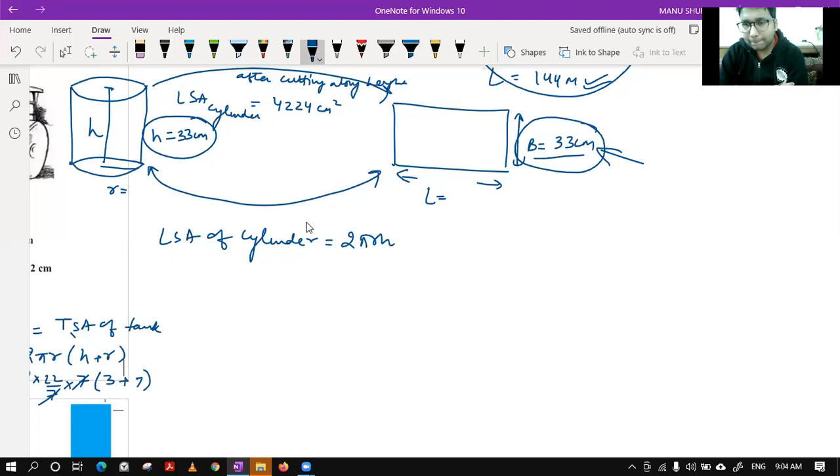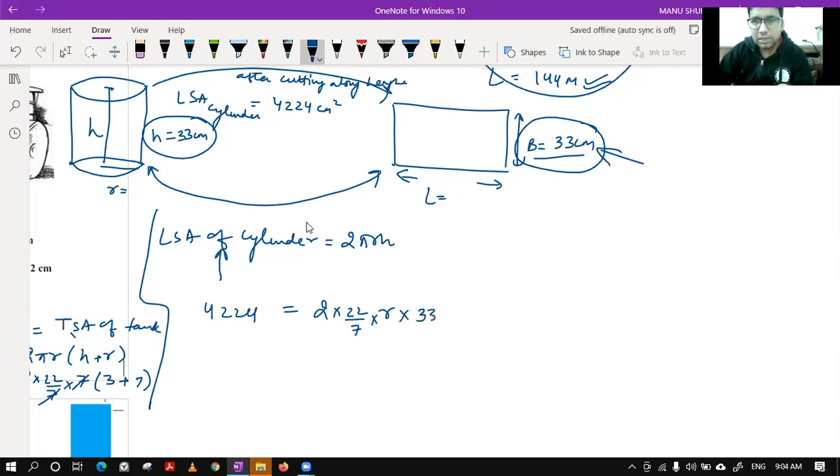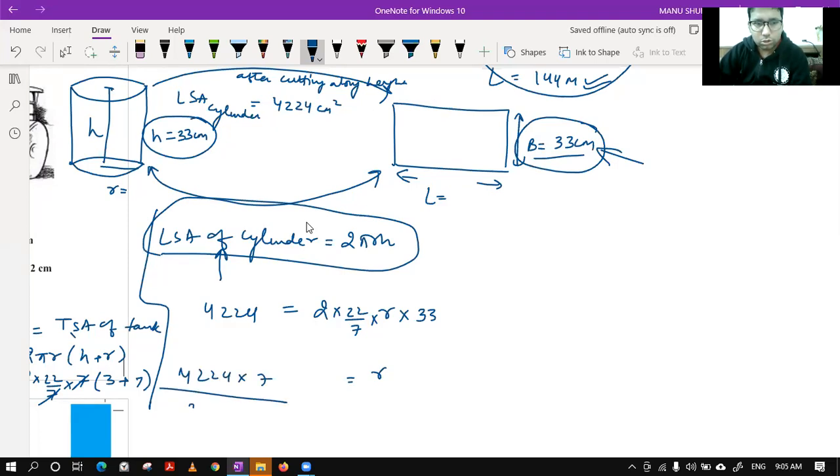Please confirm. Class, this LSA is given to us as 4224, equal to 2 into 22 by 7 into radius, which is unknown, and height we have found as 33. Can we find the value of radius now? By this equation, we can find the value of radius, and that is equal to what? 4224 into 7 upon 2 into 22 into 33.